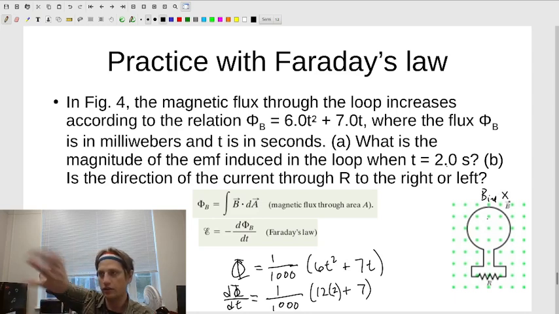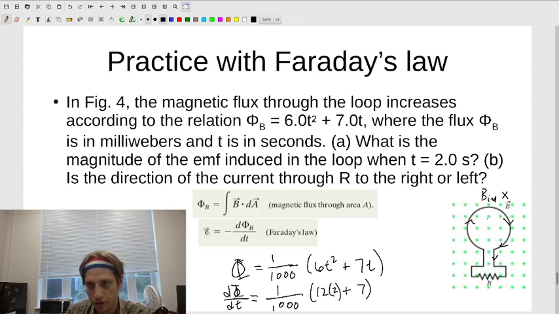And so if I look at the direction that implies, that would imply that around this loop, the current would be going this way, this way, this way, and it's going to be going the same in all the directions. So the direction through that resistor would be going from right to left. Okay, it's going over like this through that resistor.